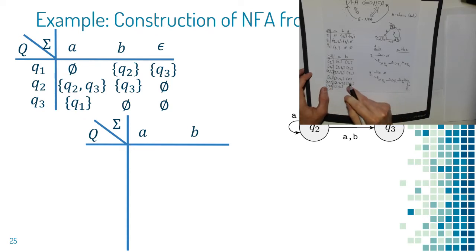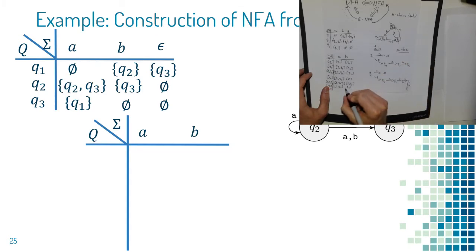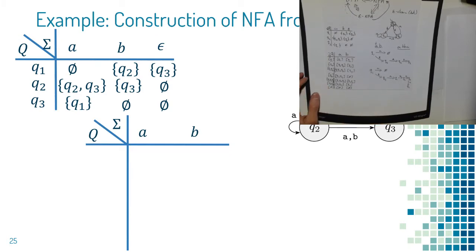If I'm in Q1 and I get a B, I go to Q2. And if I'm in Q3 and I get a B, I will go to a dead state, so we don't add anything else in. And if I'm in a dead state, remember that means the system will never get back to accept. So we always want to remain in a dead state, no matter what the input actually is.